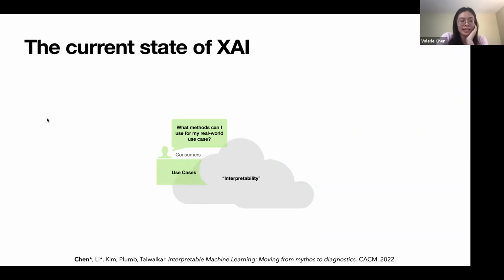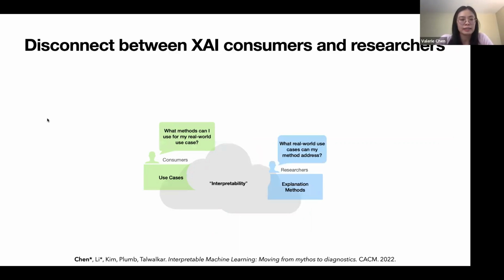On the other hand, as models are being increasingly deployed in real world settings, there are a number of XAI consumers who also want explanations for their real world use cases. But what we observe here, and this has been talked about in a number of other works as well, is this disconnect between what consumers need and the explanation methods that are being proposed by researchers.